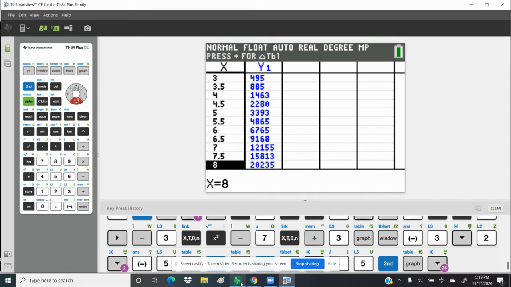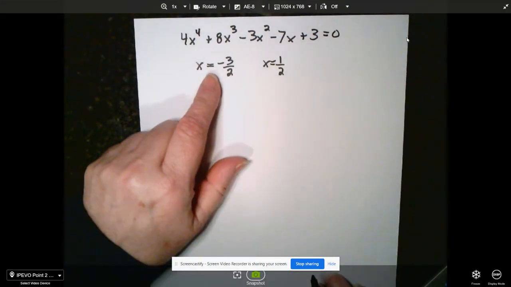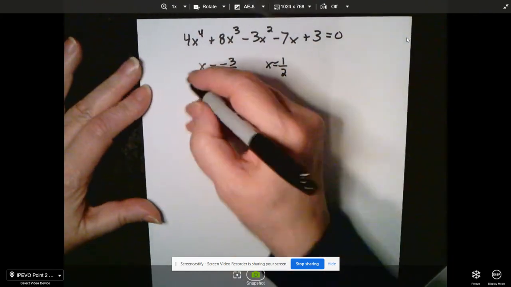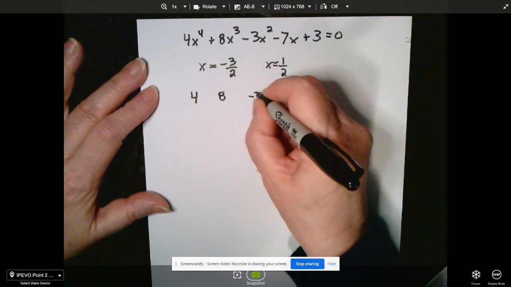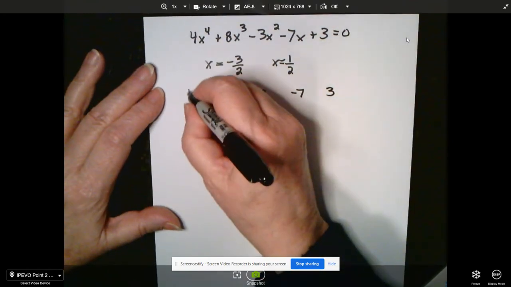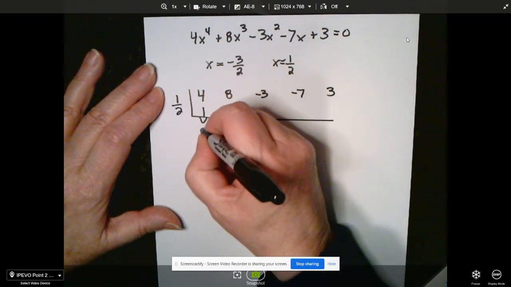So now let's go back to our equation and see if we can solve it from here. Now we know that x equals -3/2 or x equals +1/2. Let's do our synthetic division. 4, 8, -3, -7, 3. 4, 3, 2, 1, 0. I don't have to put any zeros in. I'm going to start with a half. I'm going to bring down the 4.